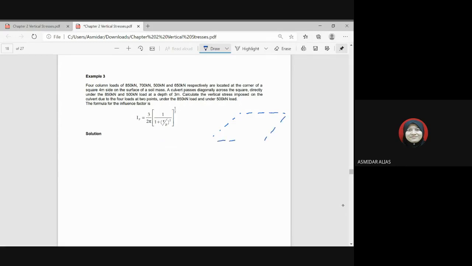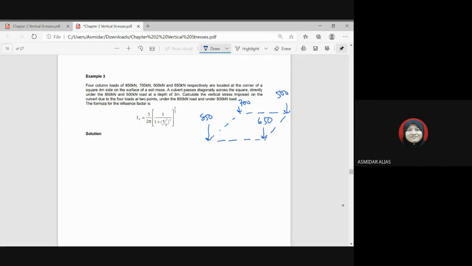Okay, that with the imaginary 4 meter sides on the surface of the soil mass. Okay, ini adalah point load untuk 850 kN. Ini adalah untuk 700. Ini adalah 500 and at this point adalah 650. Okay, semua load yang saya lukis ni adalah point load. And then next kita nak cari kat mana position yang kita nak cari for vertical stress.